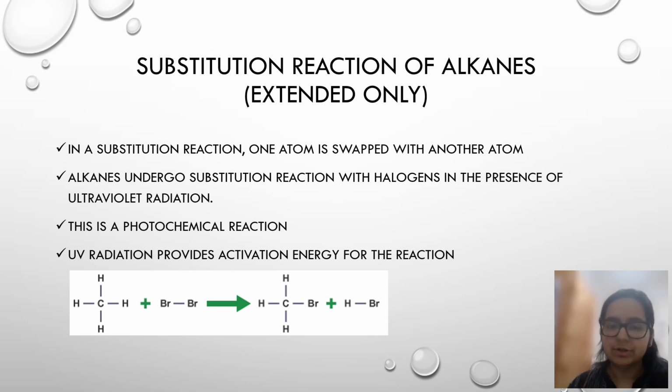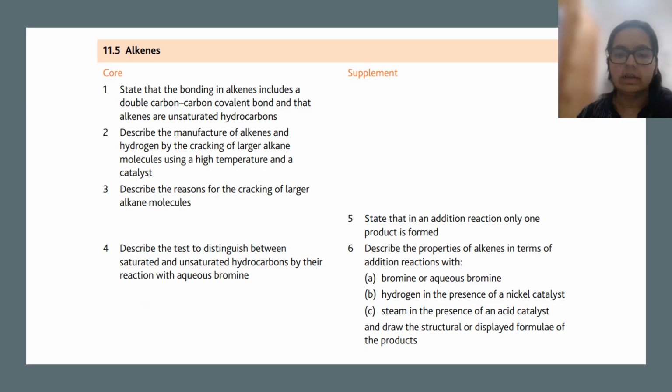In a substitution reaction, one of the hydrogen atoms is replaced by a halogen. Here we have taken the halogen as bromine. However, it could be chlorine, fluorine, or any other halogen. This reaction takes place in the presence of ultraviolet radiation, which is why it is called a photochemical reaction. UV radiation provides the activation energy required for this reaction to occur. And that's it about alkanes.